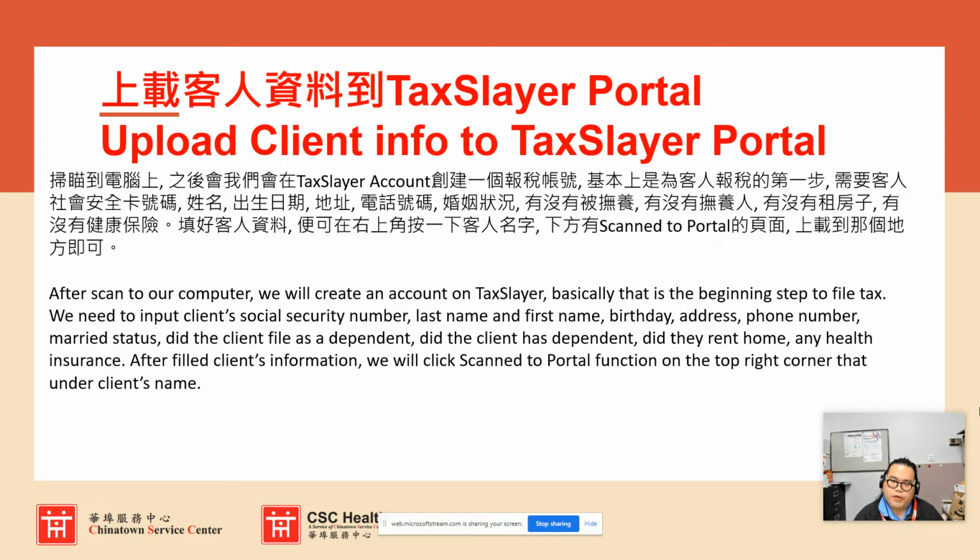So we need very basic information like the client's Social Security number, their name, birthday, address, phone number, marriage status, and whether they have dependents, whether they are a dependent of someone, whether they rent a house, whether they have health insurance, and in what state they were registered before December 31st, 2022. Something like that.